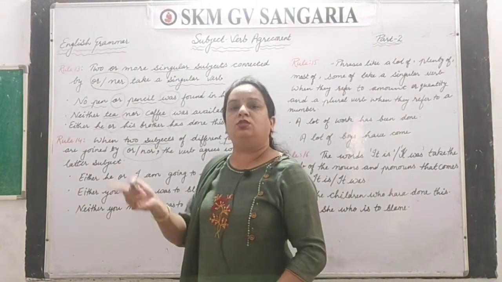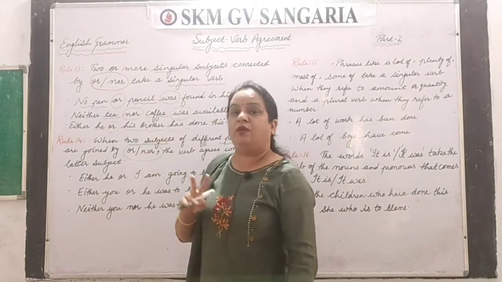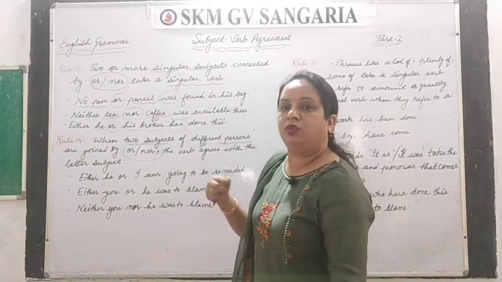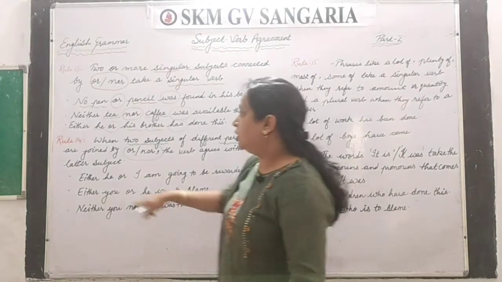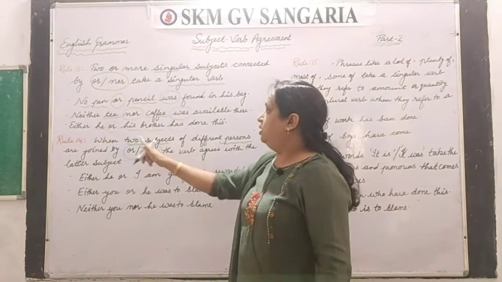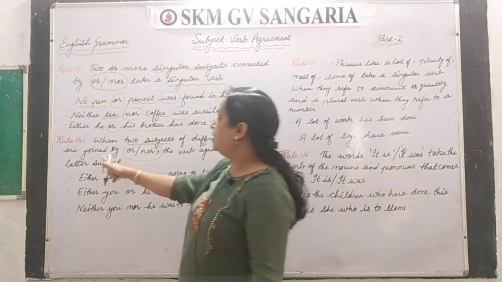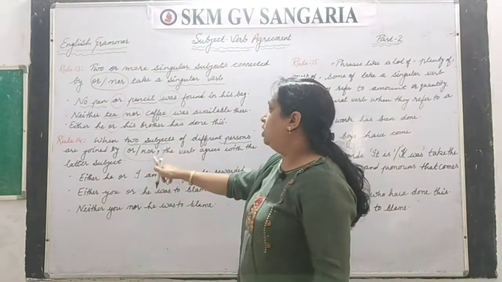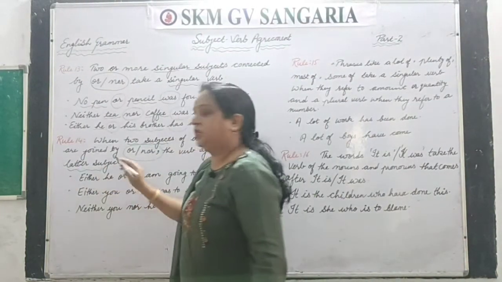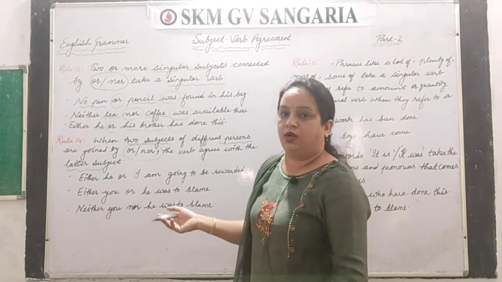Later means which comes near to that verb, okay, means we have two subjects here. So the first subject we will not consider, we will go with the second subject, okay. So that is the meaning of later subject here. Once again please, when two subjects of different persons are joined by or, nor, the verb agrees with the later subject, okay, which is near to the helping verb where it is required to fill.